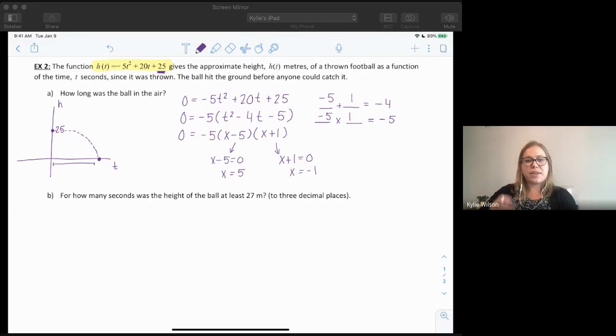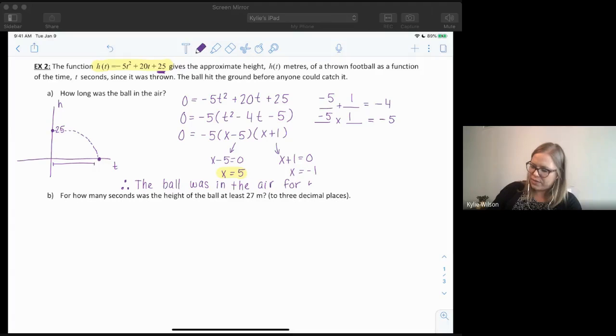Now if I think about this as a real world situation, we cannot have negative time. So if I look at my diagram here, t is definitely positive, so we have to go with this one here. And because this is a word problem, we need to write a nice therefore statement. So we'll say, therefore, the ball was in the air for 5 seconds. And that would be your final answer.